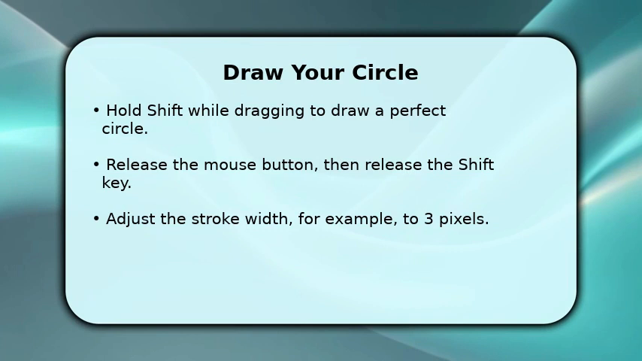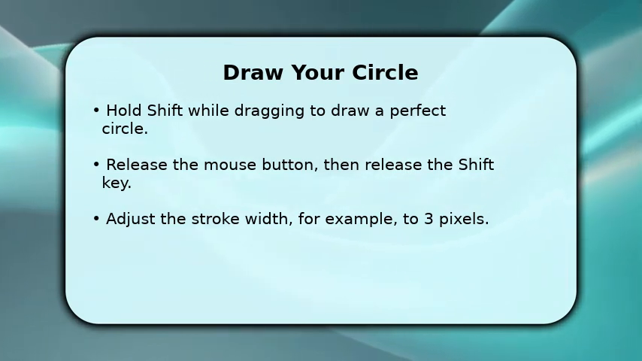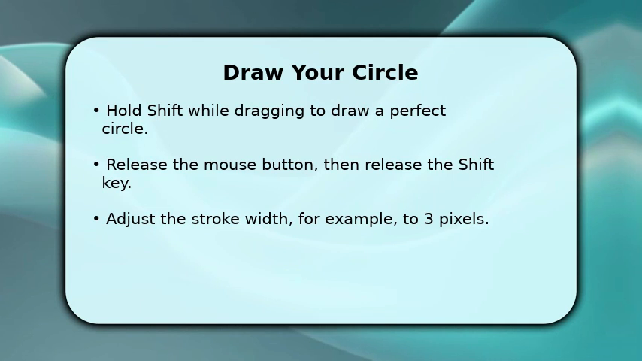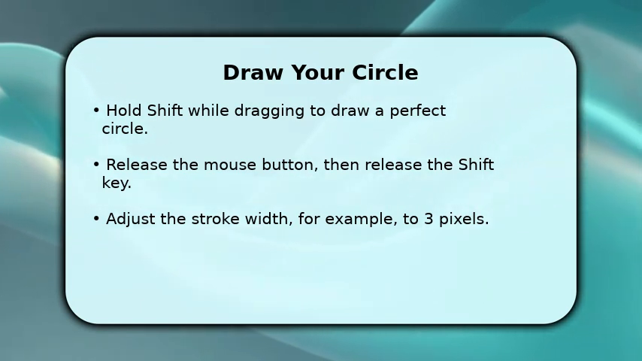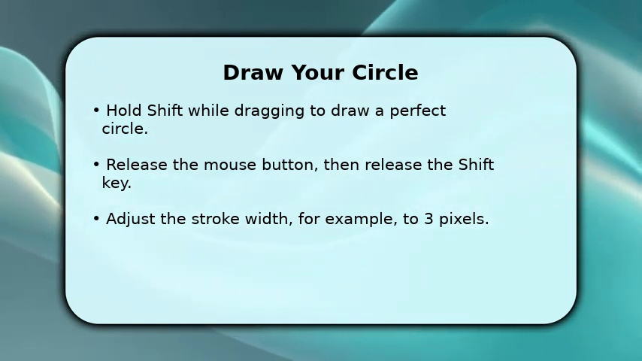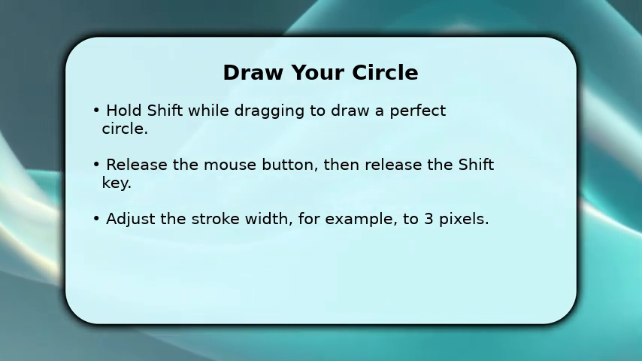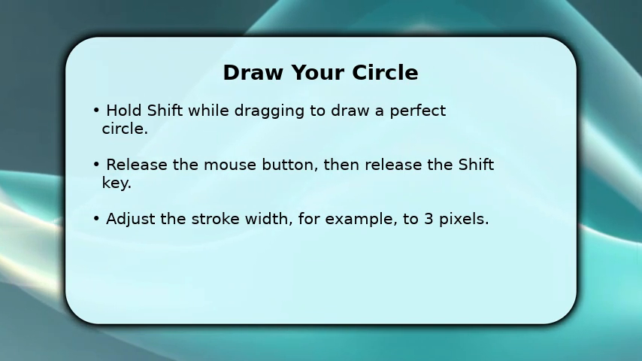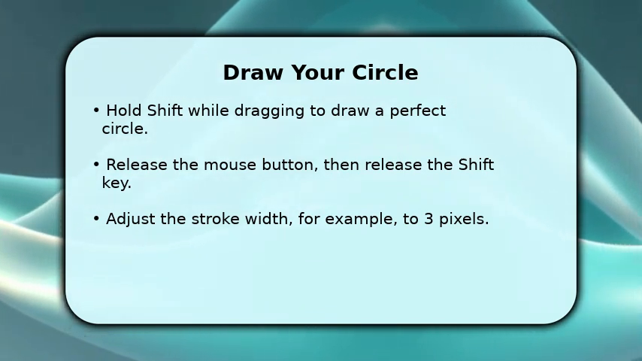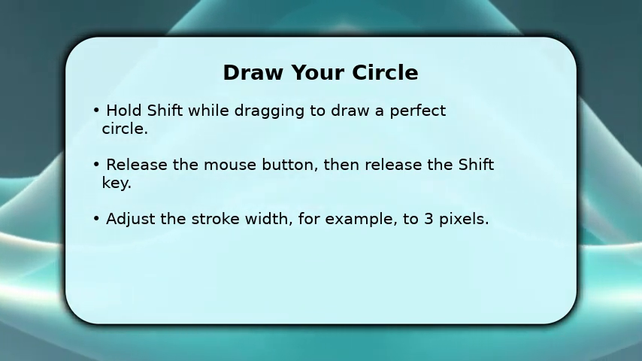Now, let's draw the circle. Click and drag on your canvas while holding down the Shift key. This ensures you create a perfect circle, not an oval. Release your mouse button first, then the Shift key. You can easily adjust the stroke width in the options bar, perhaps setting it to 3 pixels, or explore more detailed options in the Properties panel.